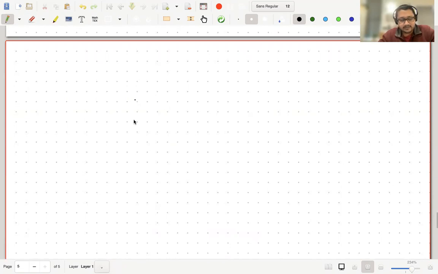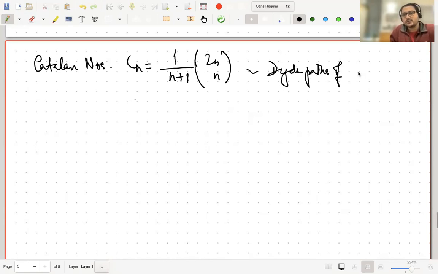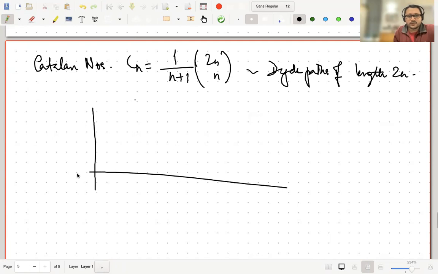So for example, one can also define Q analogs of Catalan numbers. So these are combinatorial objects. So the Catalan numbers C_n are just these numbers, okay? And these numbers count many things, and one of them is Dyck paths of length 2n. So what are these Dyck paths?